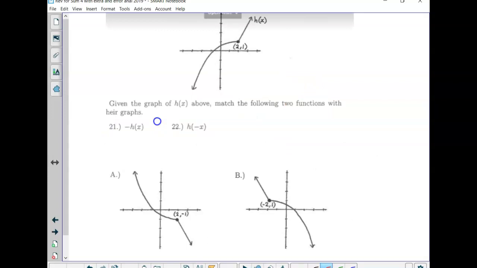The other thing that can be tricky is reflecting. This one is reflected across the x, so that would be this one. This one is reflected up and down.